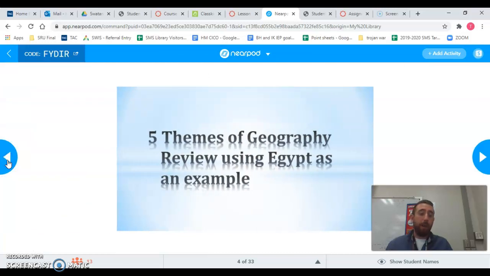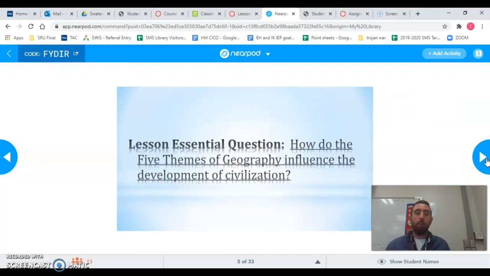So when we talk about history, a lot of times we also talk about geography. Geography teaches us about cultures and different places in the world. In our first unit, we're going to talk about Egypt. And so in order to do that, we're going to use what's called the 5 themes of geography. Now the first theme of geography is location.